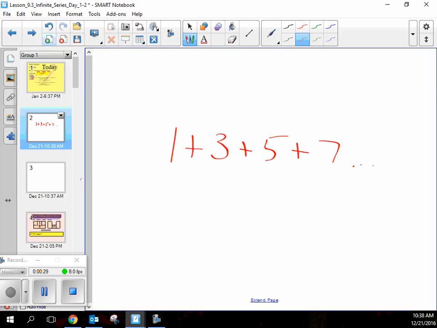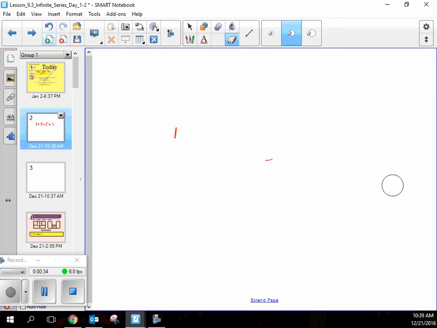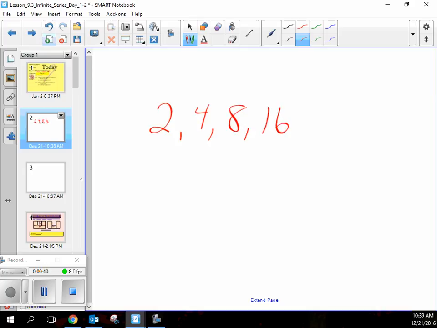But if I do a geometric series where I'm multiplying by something, let's explore that for a moment. 2 times 2 is 4, times 2 is 8, times 2 is 16. Will that add up to a finite amount, or will that also be an infinite answer? That would be infinite. So what is the one kind that we can actually add up?